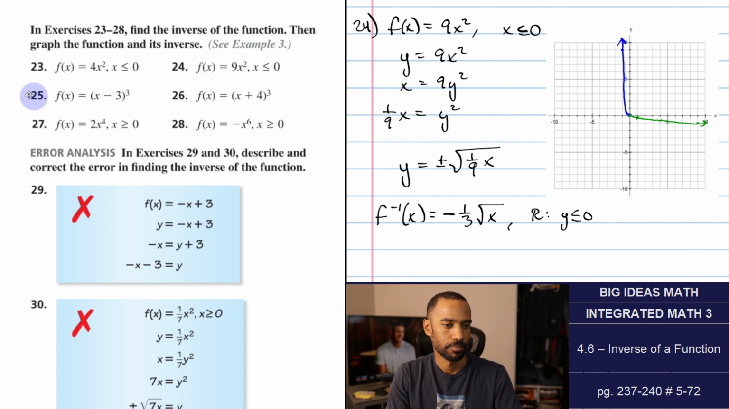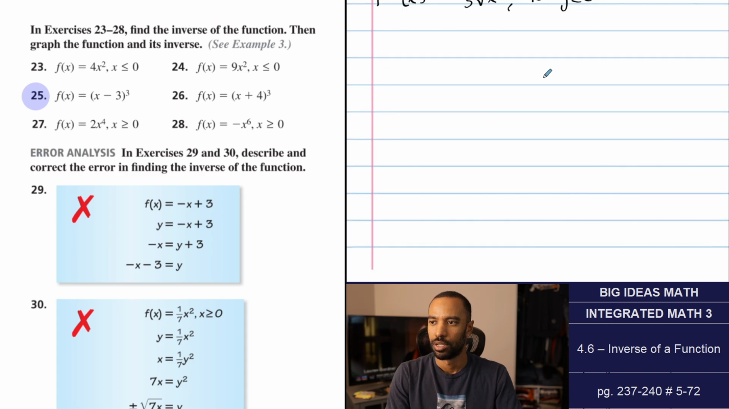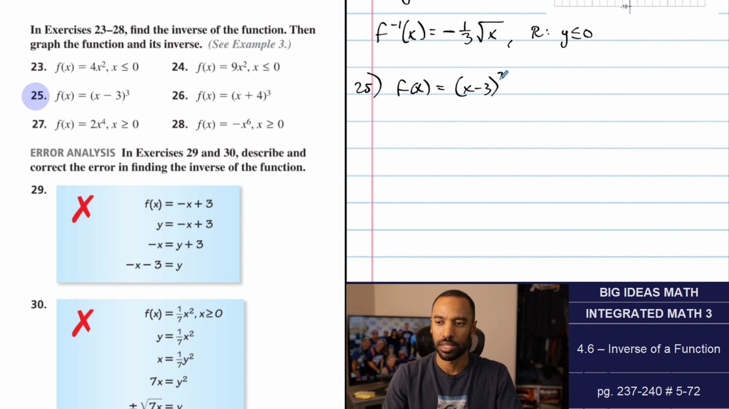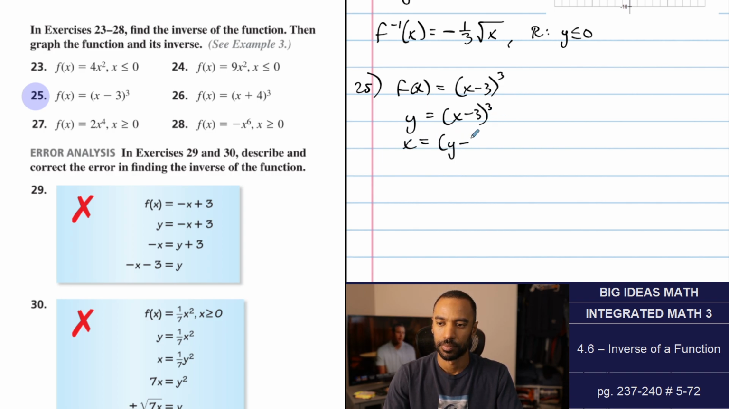Number 25. f of x equals x minus 3, quantity cubed. Okay, so on this one, it's a cubic. No domain restrictions on this. We should be able to go both directions anyway. We're going to swap x and y. We're going to solve for y again. This time the very first step we do is the cube root step. We take the cube root of both sides.